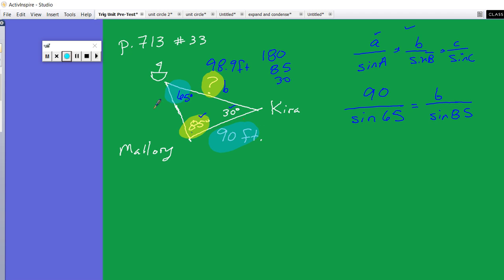And that should be bigger than the 90 because 85 degrees is bigger than 65 degrees. So the opposite side should be bigger for the 85 degrees. That's my biggest angle. That should be my biggest side. So the distance from Kira to the boat is 98.9 feet.